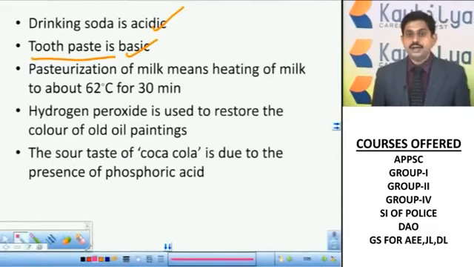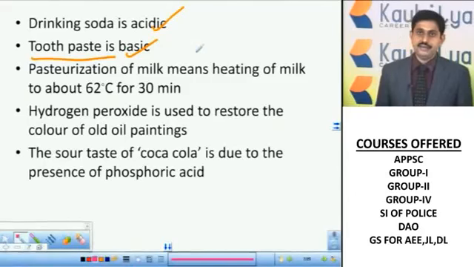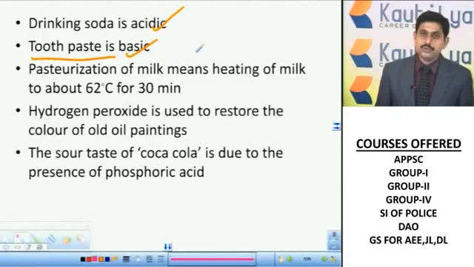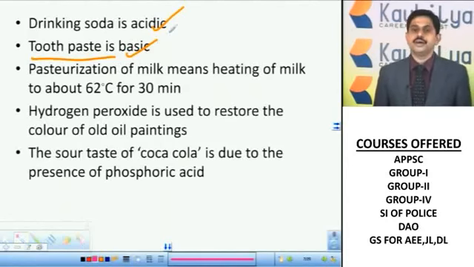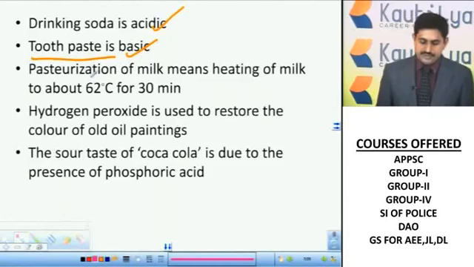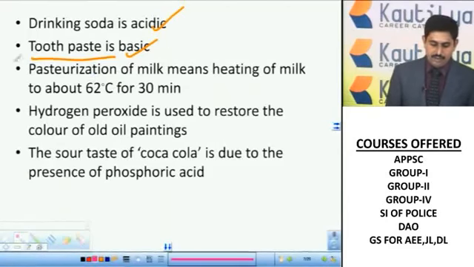So in that area, the acidic pH increases. That is, the acidic content increases in our mouth. So in order to neutralize, we are using toothpaste, which is basic in nature. Right? Toothpaste is basic, and our mouth is acidic. So if you brush with the paste, what will happen? Automatically it neutralizes. It will make it normal. Okay. Next one.